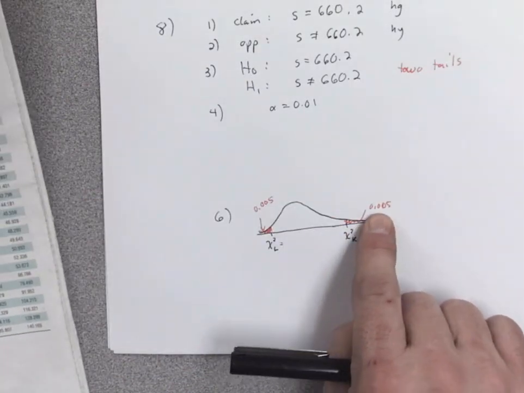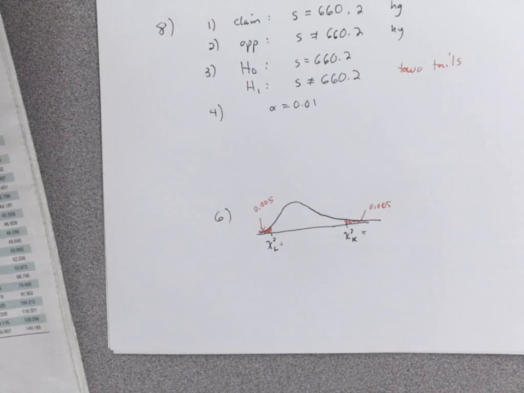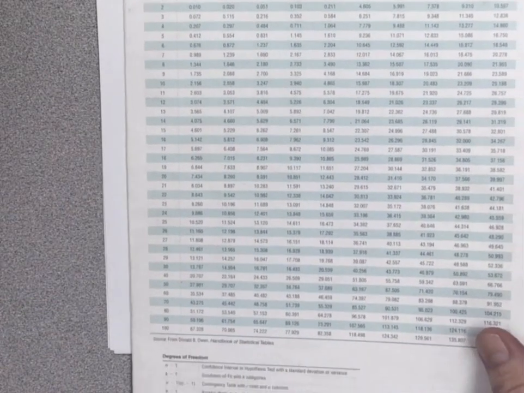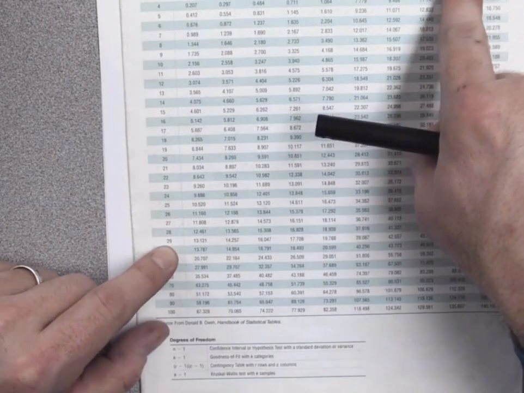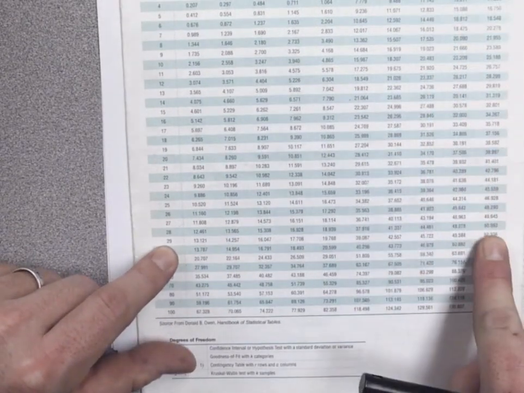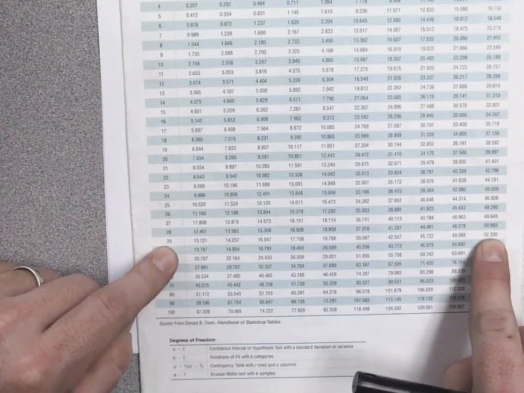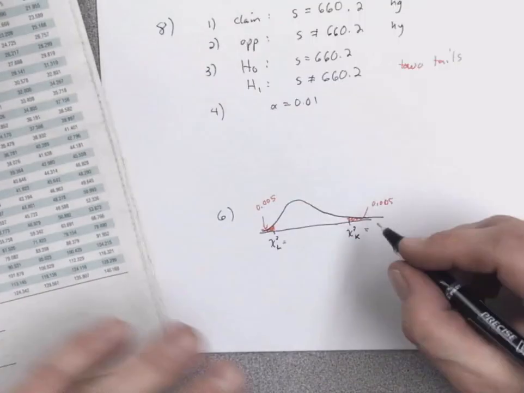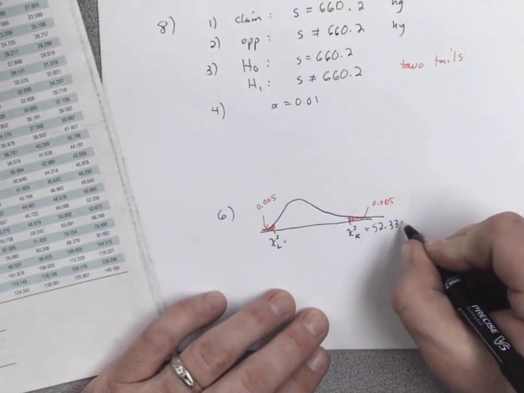And then the degree of freedom, which is one less than n. So there's 30 girls, so there's a degree of freedom of 29. So I'm going to go to 29, and 0.005 is going to be 52.336. So this is 52.336.